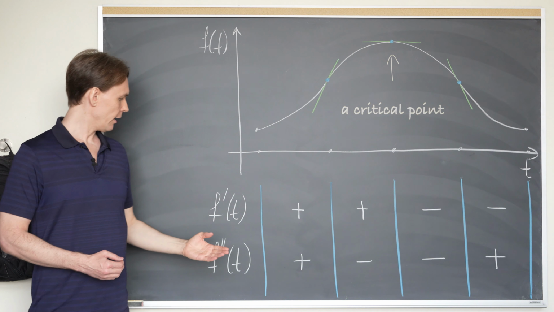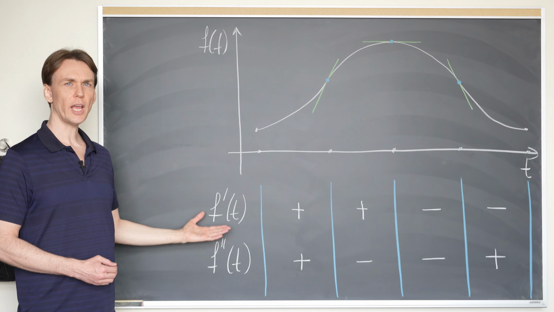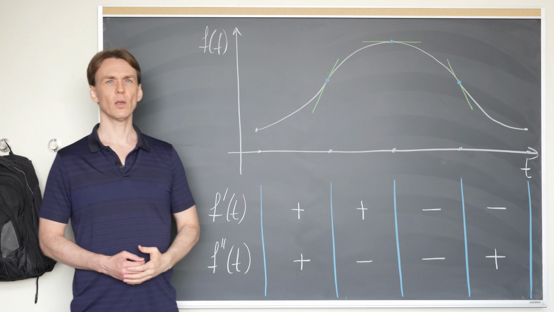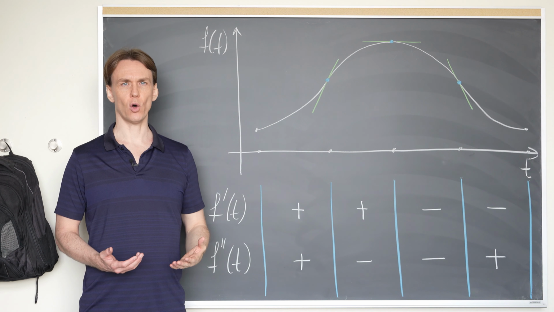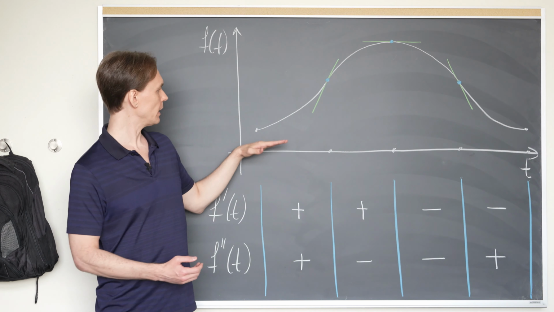Next, if we look at the second derivative, it represents the rate of change of the first derivative, or the rate of change of the slope. And so if the second derivative is positive, that means that the slope is increasing like this, which means that the function is curving upward, and on such an interval we say that the function is concave up.